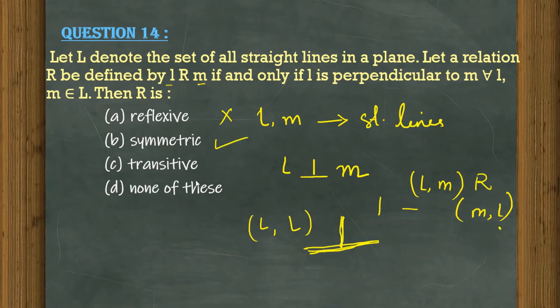And what about transitive? If we are taking three lines, this is L, this is M, and another line is N. L is perpendicular to M and M is perpendicular to N. So here L and N are parallel lines. These are not perpendicular lines. So it is not transitive also. None of these cannot be applicable because it is symmetric. So our answer will be symmetric.